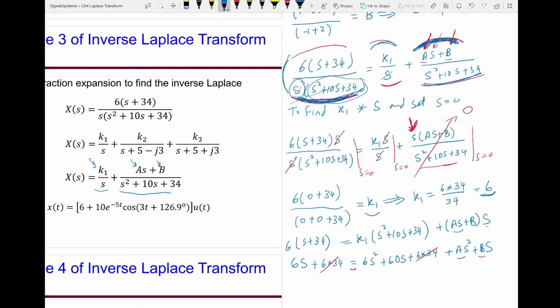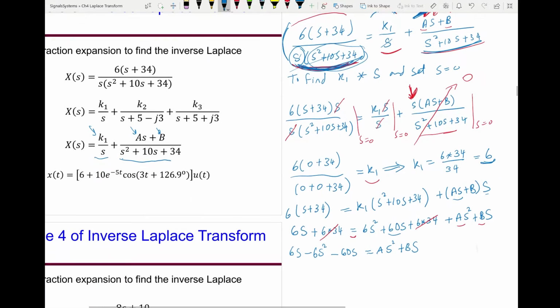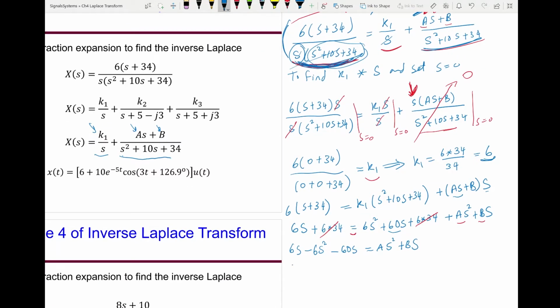So that will be 6S, and 6S squared will come minus, and this will come minus 60S, equal AS squared plus BS. One more simplification. I can write this as minus 6S squared. Here I have 6S, here I have minus 60S, so that would be minus 54S equal AS squared plus BS. For this to be true, A has to equal minus 6 and B has to equal minus 54.